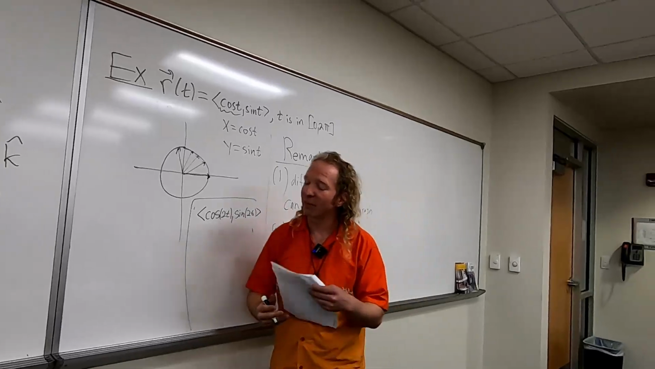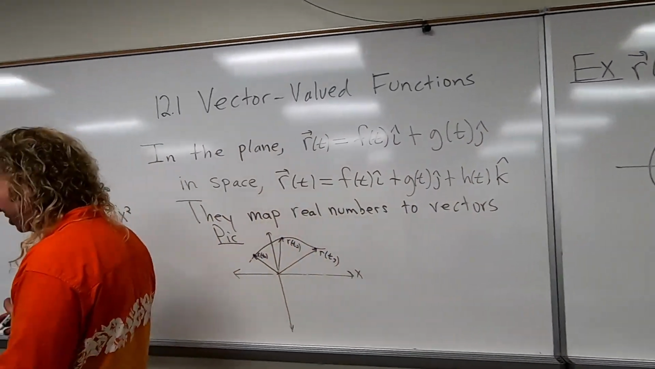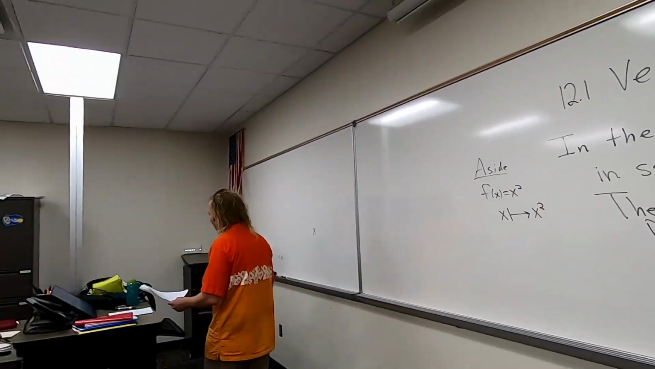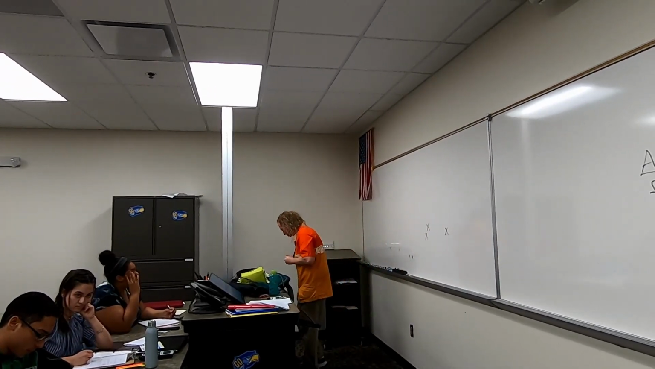Let's do an actual example now of sketching a vector valued function by hand and finding the orientation by hand. I'm pretty sure that on your test, I'm not going to ask you to sketch anything. I don't think I usually do, so no worries.